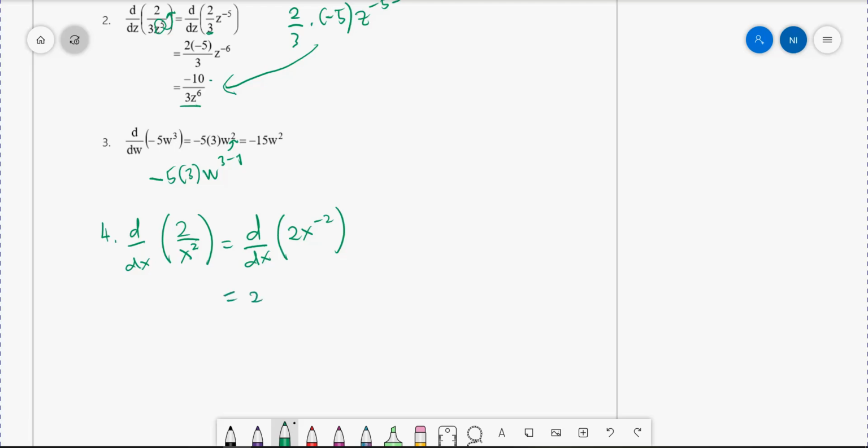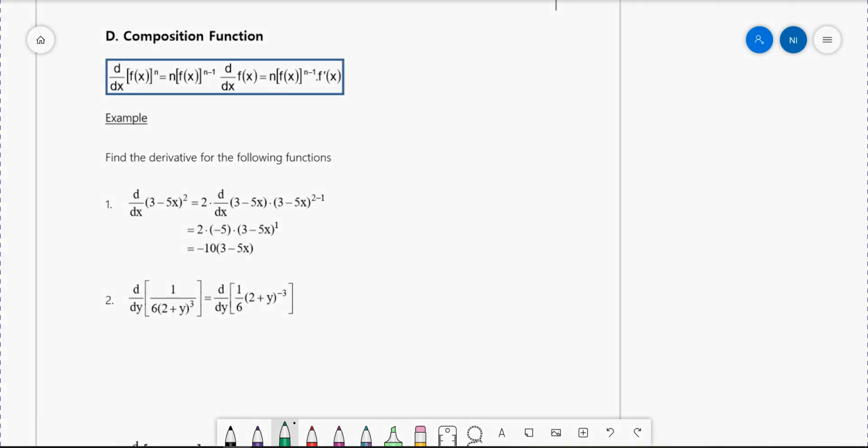And it will be 2 times negative 2 x to the power of negative 2 minus 1, which is negative 4x to the power of negative 3. You can leave your answer like this, or you can change it into a positive index. Okay, this would be your final answer then. Okay, next would be composition function.